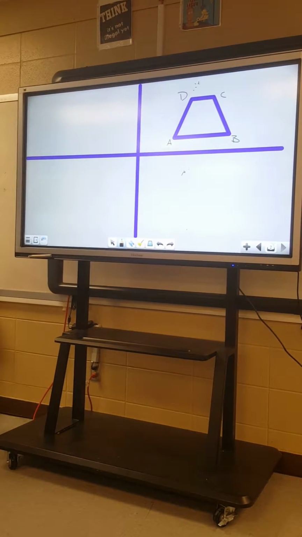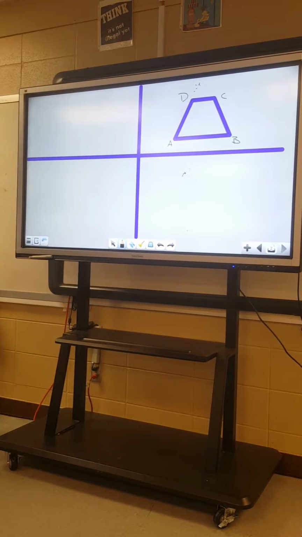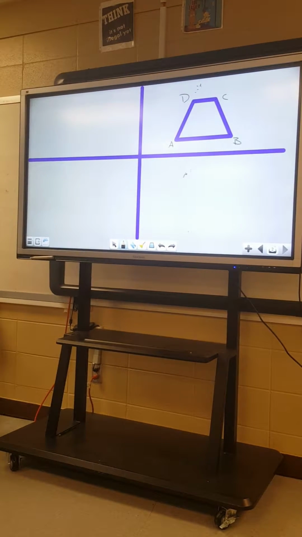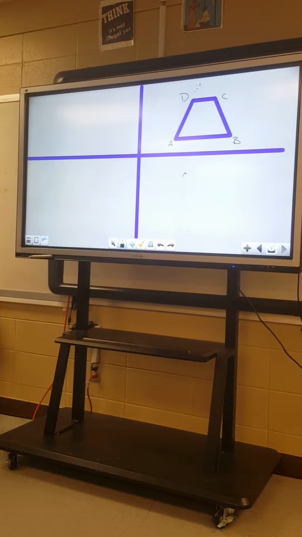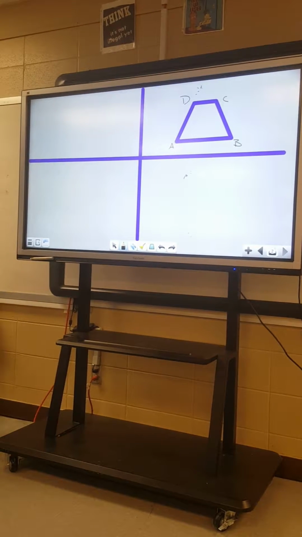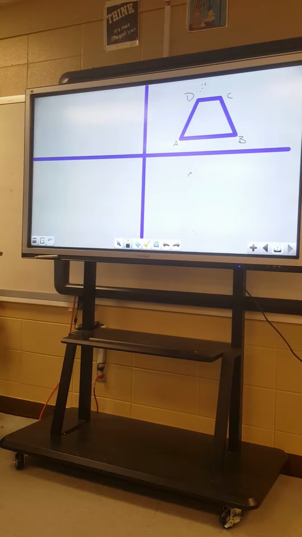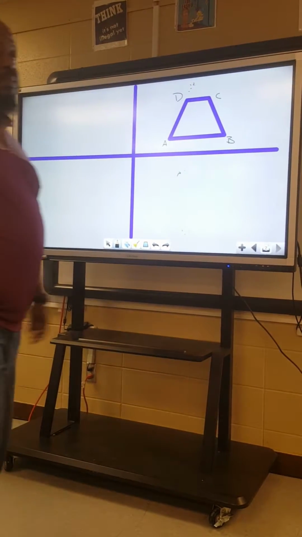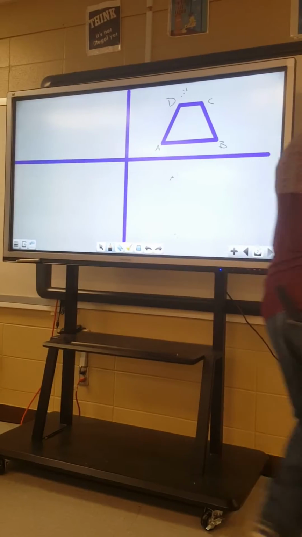It stays the same numerical value, but it changes whether it's positive or negative. So what's another word for positive or negative? What's another word for symbols? Starts with an S. Sign.